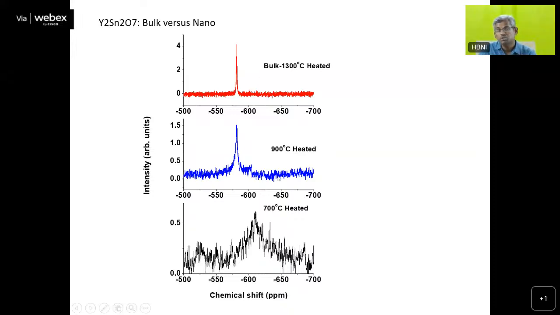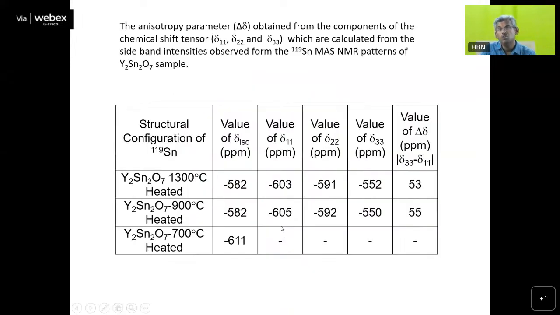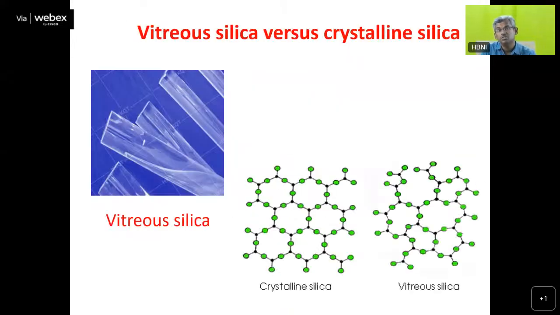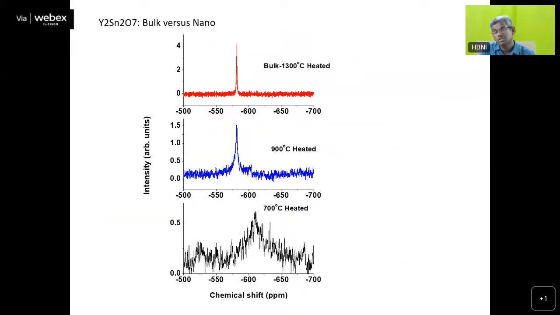This spectrum shows how the NMR line shapes are different for a nano system. This is a nanocrystalline material and this is a bulk material. In the nanocrystalline material, we see what happened: we have a very broad line shape with a very large variation in the chemical shift anisotropy, whereas there is not much change in the chemical shift anisotropy of crystalline materials. I discussed tin NMR today because I have given one assignment on tin NMR.